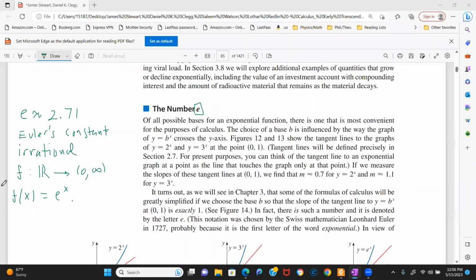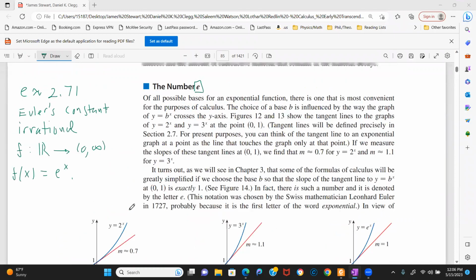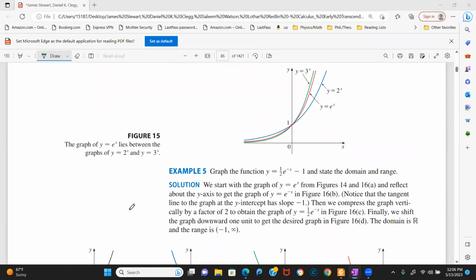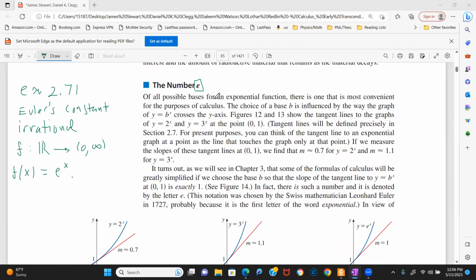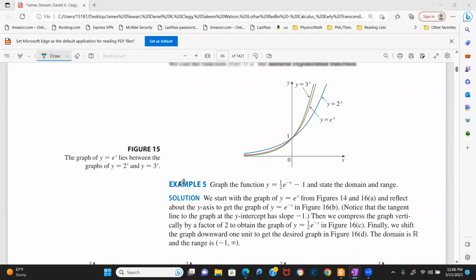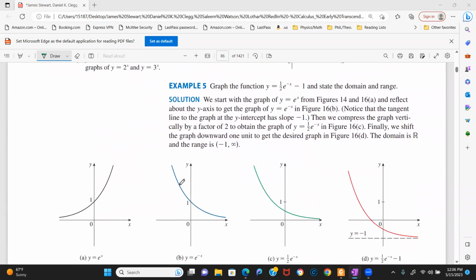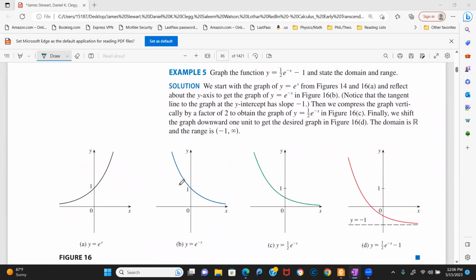All right, anyways, I don't really want to talk about this because there's no point going over that. Let's see, I guess we can go over this example 2.5 quickly.